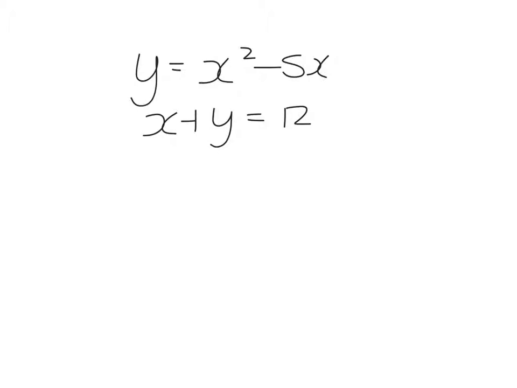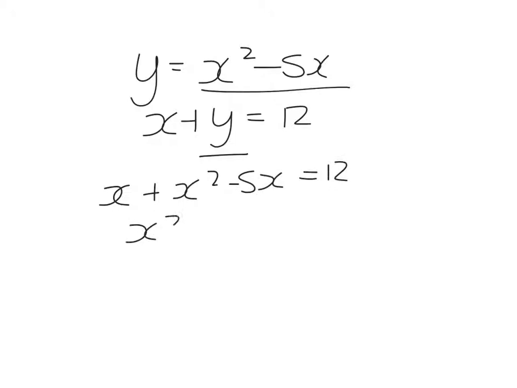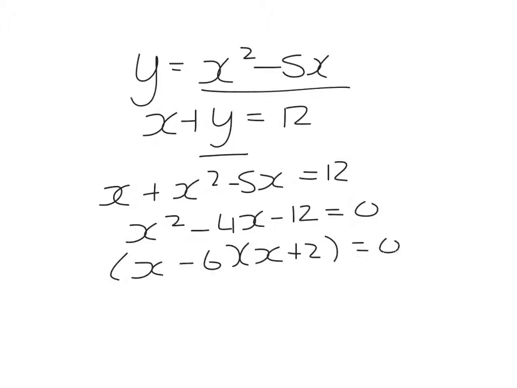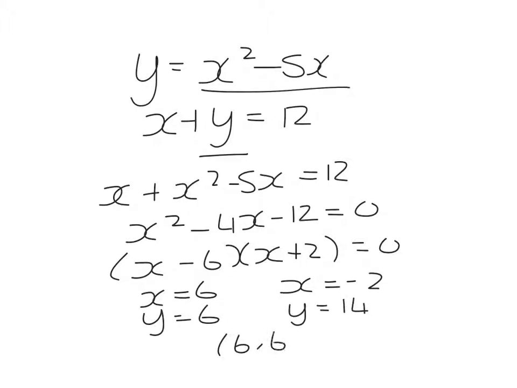To find a point of intersection, we've got to solve the equations simultaneously. And I'm going to replace y with x squared minus 5x. So x plus x squared minus 5x is going to equal 12. So x squared minus 4x minus 12 equals 0. And that happens when x minus 6 times x plus 2 equals 0. So x equals 6, or x equals minus 2. x plus y has to equal 12, so y would be 6, or y could be 14, which gives us the 2 coordinates 6, 6, and minus 2, 14.